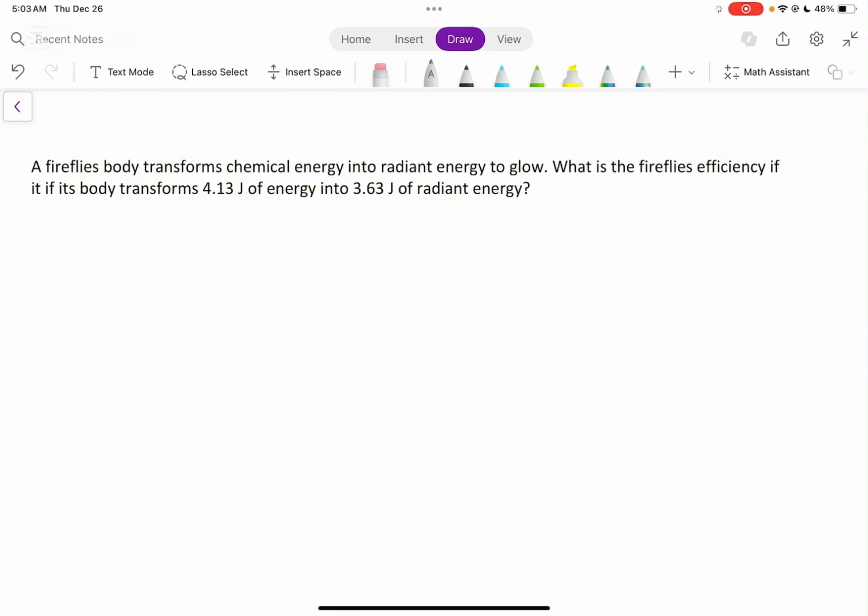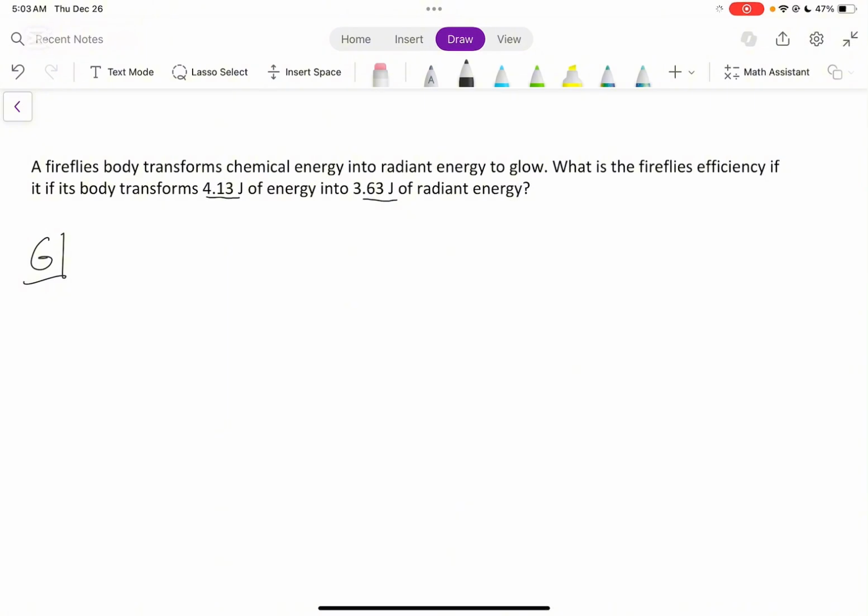Okay, now let's take a look at some questions and try to use what we learned and apply it to solve these questions. So it says, a firefly's body transforms chemical energy into radiant energy to glow. What is a firefly's efficiency if its body transforms 4.13 joules of energy into 3.63 joules of radiant energy?